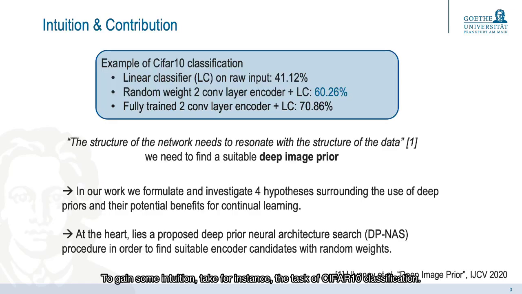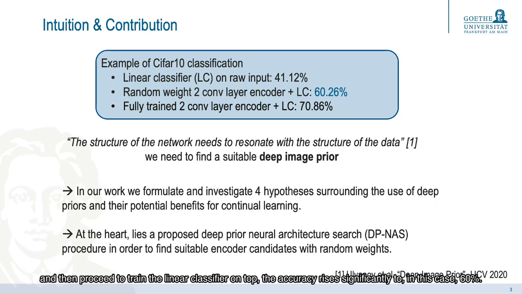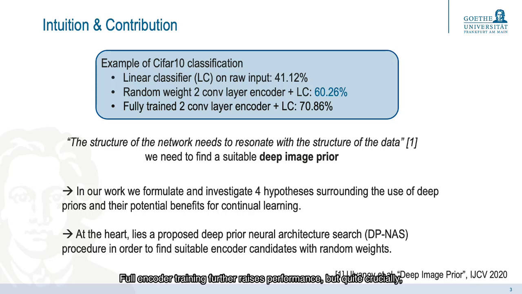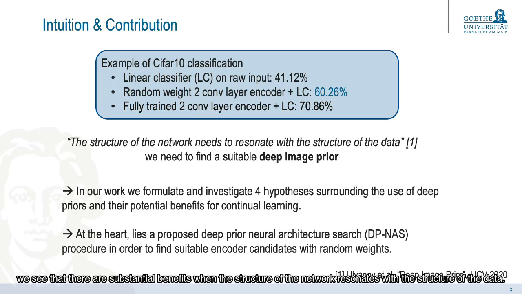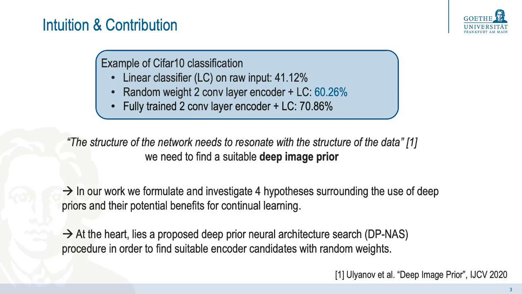To gain some intuition, take for instance the task of image classification. If we train a linear classifier on the raw input data, we can obtain roughly a 41% test accuracy. However, if we first compute a 2-convolutional layer encoder with entirely random weights, and then proceed to train the linear classifier on top, the accuracy rises significantly to, in this case, 60%. Full encoder training further raises this performance, but quite crucially, we see that there are substantial benefits when the structure of the network resonates with the structure of the data.